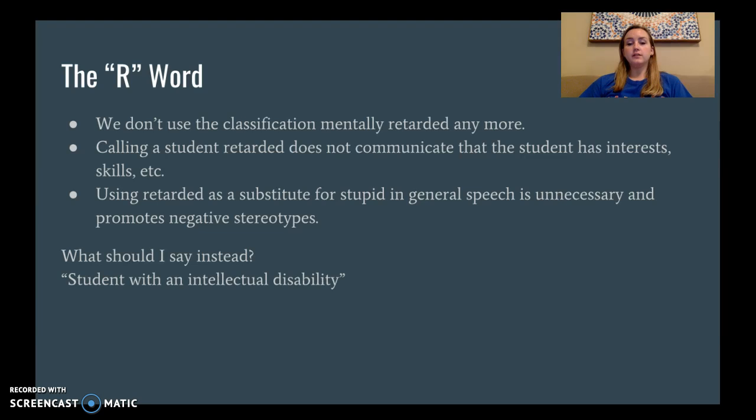You want to avoid classifying a student as this, and you also want to just avoid using it in your regular speech. I know that some people have grown up with the R word being used as a substitute for the word stupid, but even if you grew up with it, that doesn't mean that you can't change your language. For me, this is kind of like the way that we might speak about people of different races has evolved over time. The way that we are speaking about people with disabilities is likewise evolving over time. So what should we say instead? Say student with an intellectual disability instead of using the word retarded.